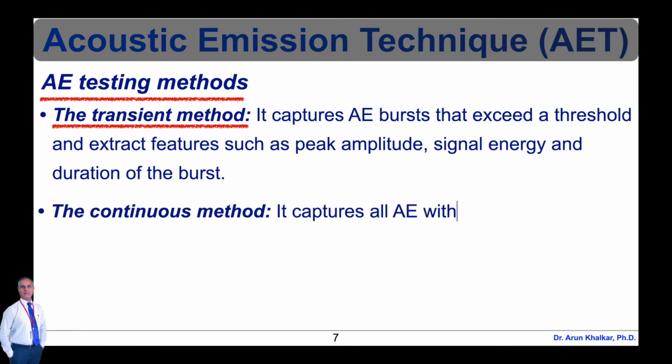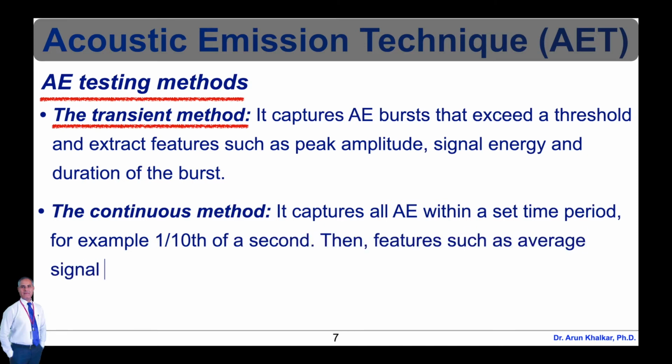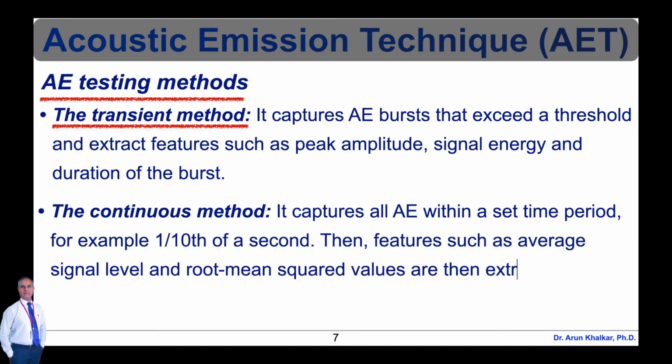The second AE testing method is the continuous method. The continuous method captures all AE within a set time period, for example 1/10 of a second. Then features such as average signal level and root mean square, that is RMS value, are extracted. This method is well suited to applications where there is a lot of background AE or AE amplitude is low, for example, when testing gearboxes or detecting leaks.